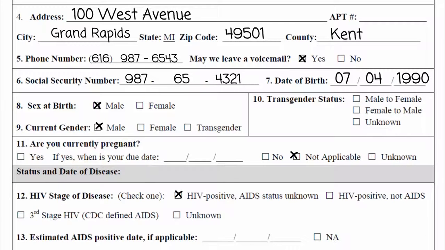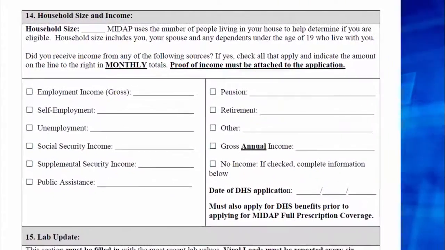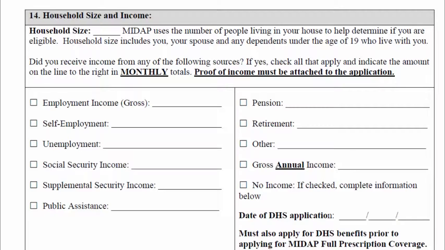For question 13, enter the month, day, and year of your third stage HIV, CDC-defined AIDS diagnosis date. If you don't remember the exact date, you can estimate the date as best as you can. Now we will move on to the household size and income section. Question 14 first asks for your household size. Household size includes you, your spouse, and any dependents under the age of 19 that live with you.